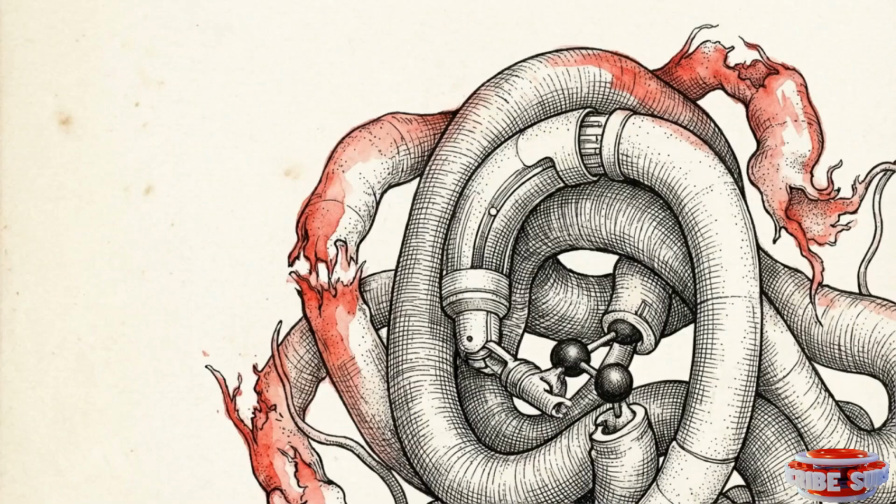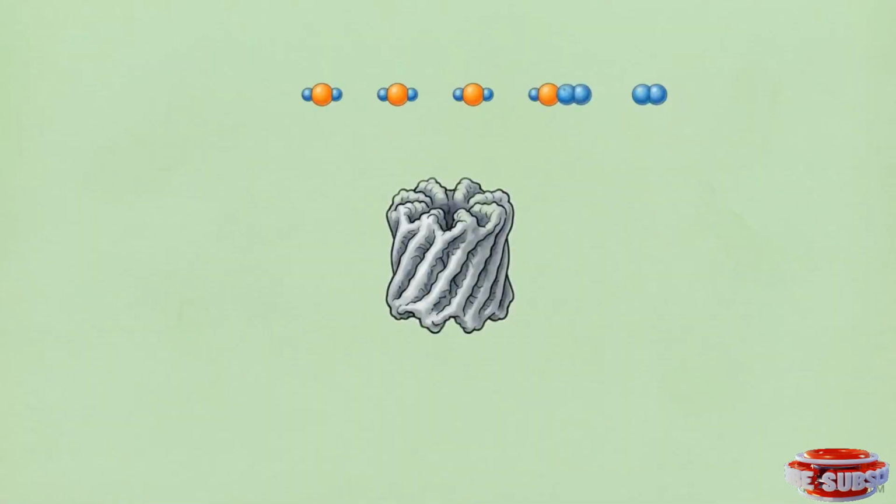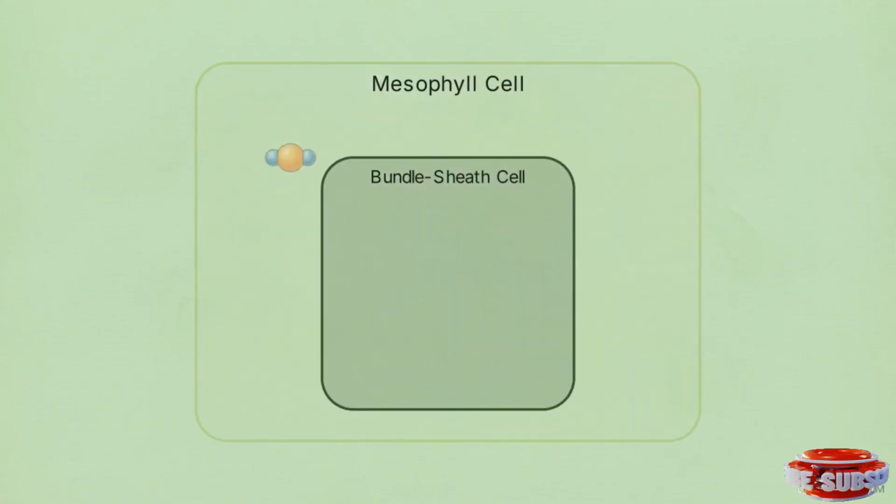Despite its efficiency, the system is limited by the oxygenase activity of Rubisco. In high heat or high light conditions, Rubisco can mistakenly bind oxygen instead of carbon dioxide. This triggers photorespiration, a process consuming energy and resulting in a net loss of fixed carbon.